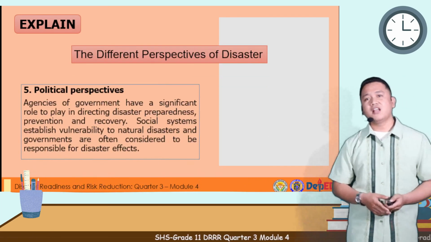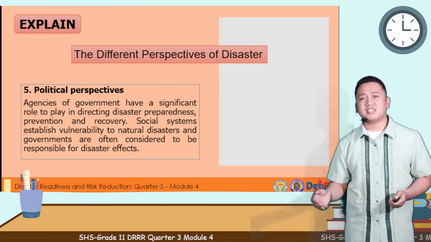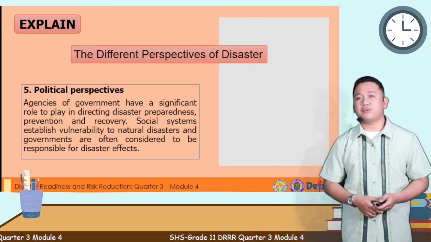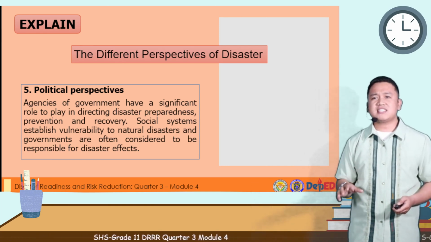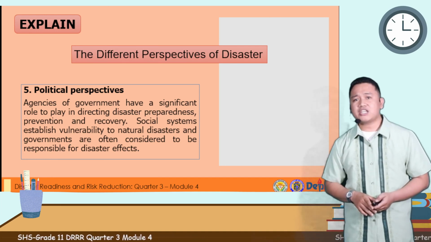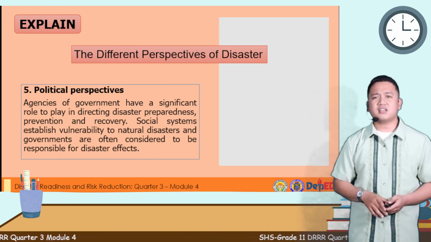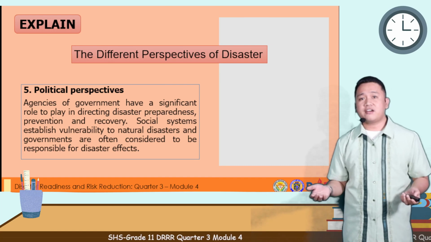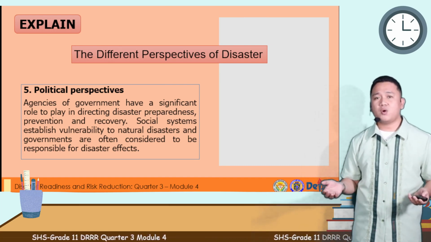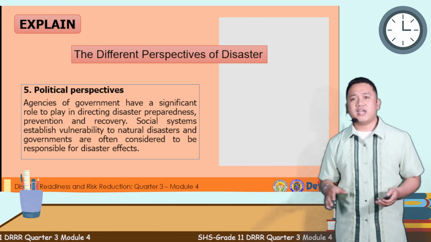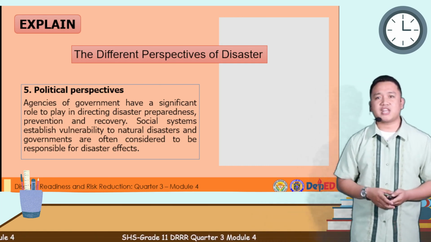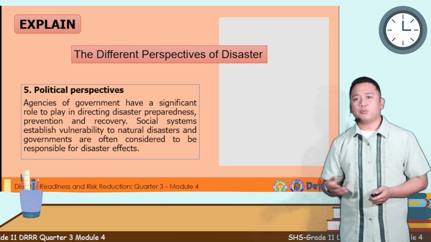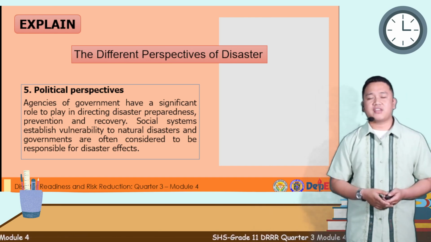And number 5, we have the political perspective. Agencies of the government have a significant role to play in directing disaster preparedness, prevention, and recovery. Social systems establish vulnerability to natural disasters, and governments are often considered to be responsible for disaster effects. We have the PDRRMO, we have the CDRRMO. Those are the offices who are directing disaster preparedness, prevention, and recovery. They are the ones helping people to be prepared to prevent and recover as we experience such disaster.